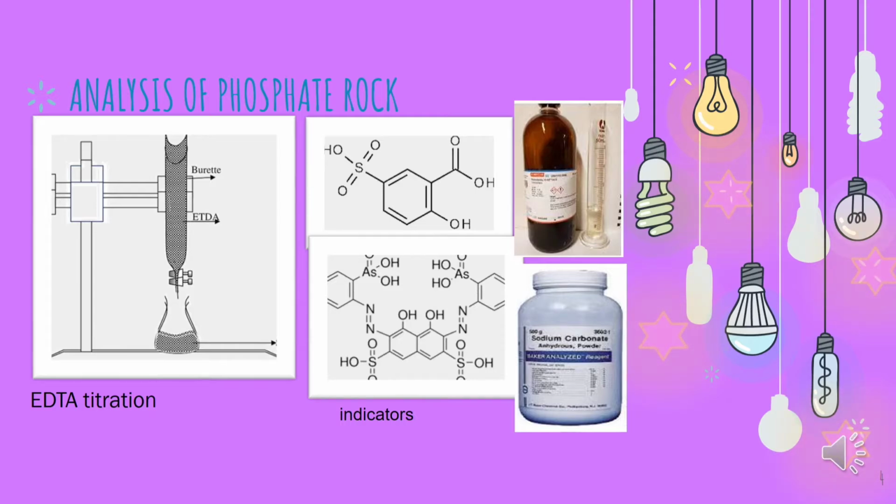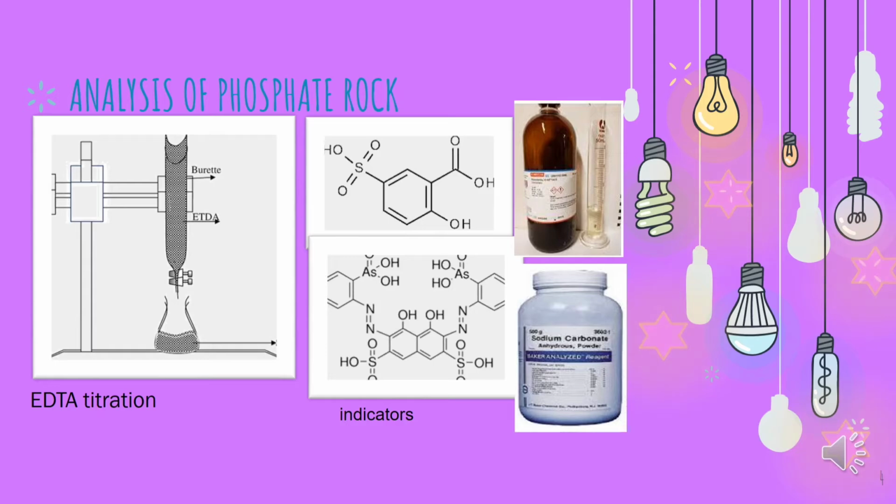Let's start with the analysis of phosphate rock. Phosphate rock is basically the unprocessed ore which contains different forms of apatites, a group of calcium phosphate, iron and phosphorides. And the type of titration which is used for this analysis is EDTA titration, which is complexometric titration and defined as a form of volumetric analysis in which formation of colored complex is used to indicate the endpoint.